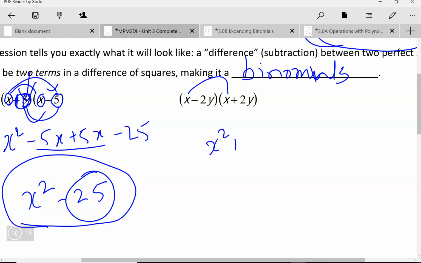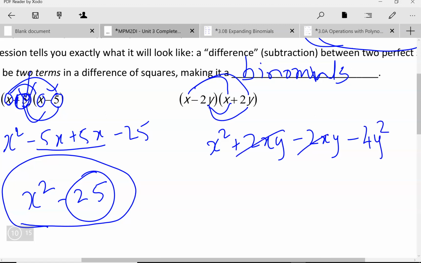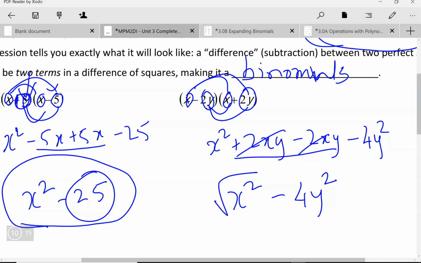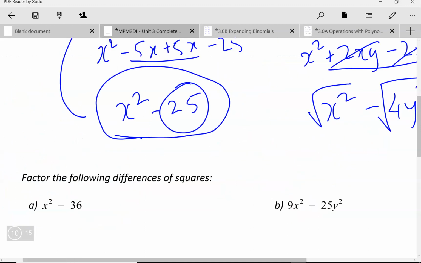x squared plus 2xy minus 2xy minus 4y squared. These two become 0xy when you collect like terms. I'm left with x squared minus 4y squared. And here again, you'll see that x was the square root of x squared, and 2y was the square root of 4y squared. And I have one plus and one minus, one plus and one minus kind of deal.